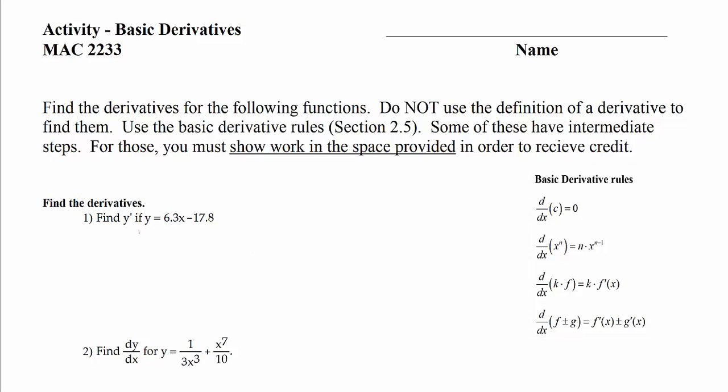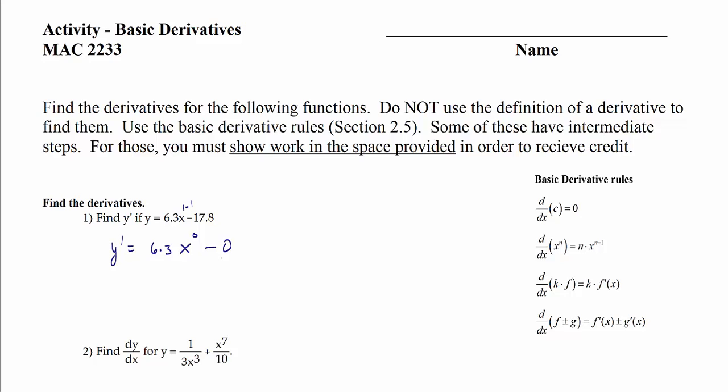I'm asked to find y prime, so I'm looking for the derivative, and y is a function of x. So y prime is going to be equal to, for this first one, 6.3x, I get 6.3 times x to the, and my current exponent is a 1. And I'm going to subtract 1 from that, so now it becomes x to the 0. And then minus the derivative of any constant is 0.